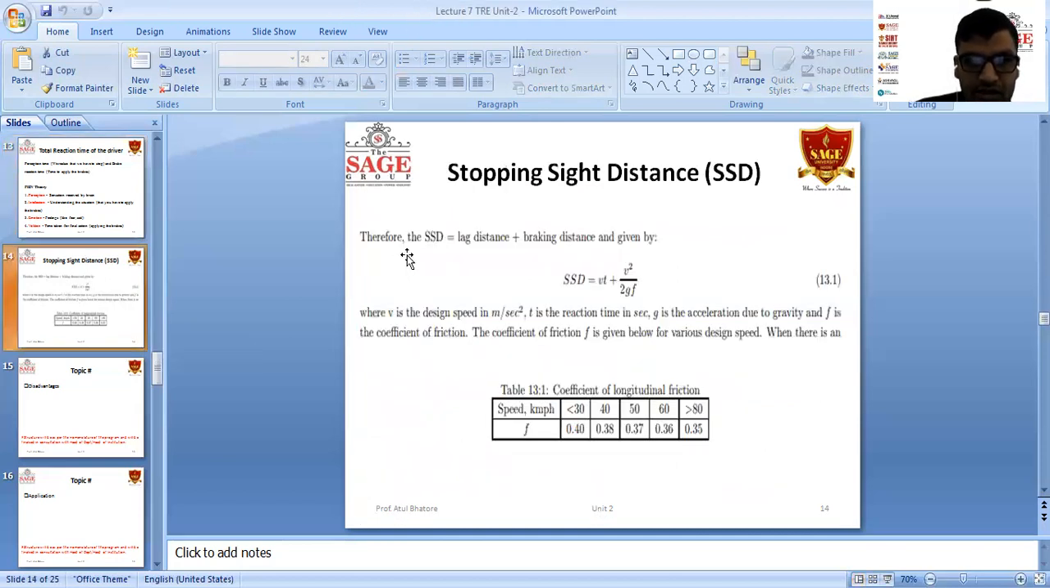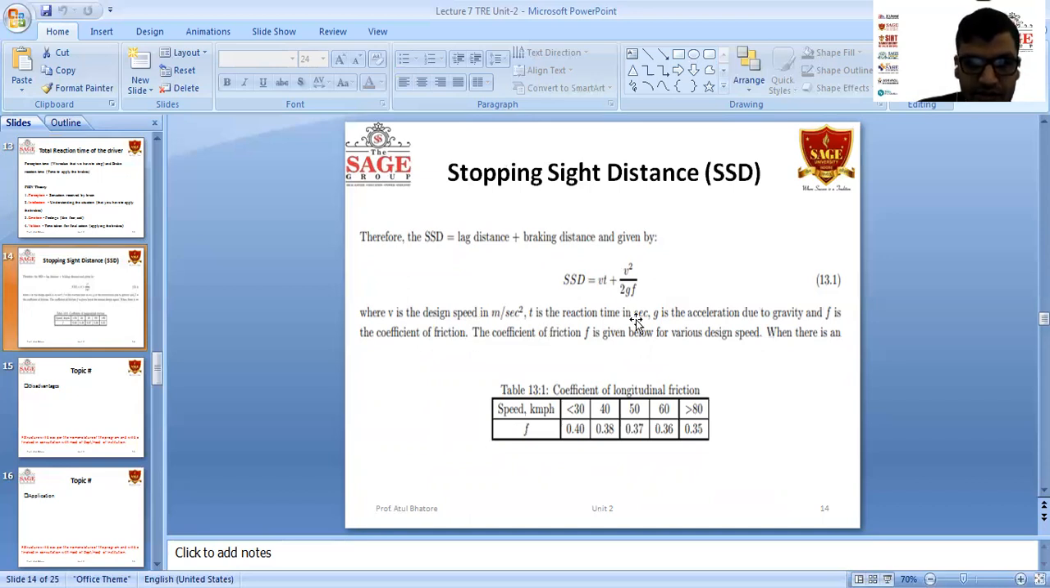The formula for stopping sight distance will be lag distance plus braking distance. The stopping sight distance is divided into two parts. Number one is lag distance, number two is braking distance. Lag distance means V into T. Braking distance is denoted by V square by 2gf, where V is design speed of the vehicle in meter per second, T is reaction time of the driver.